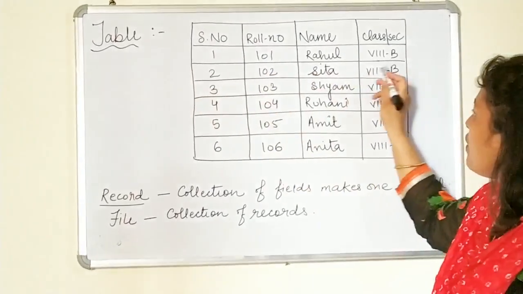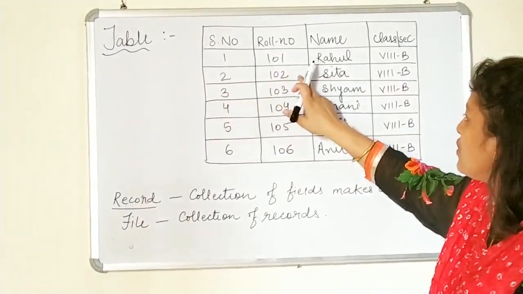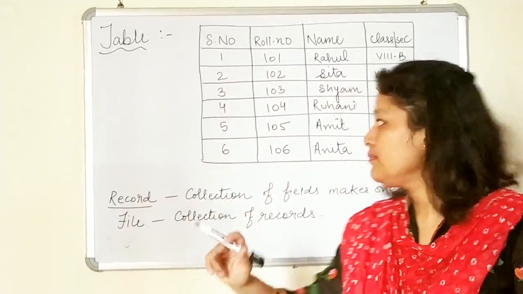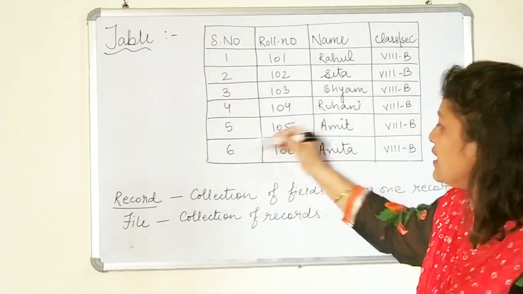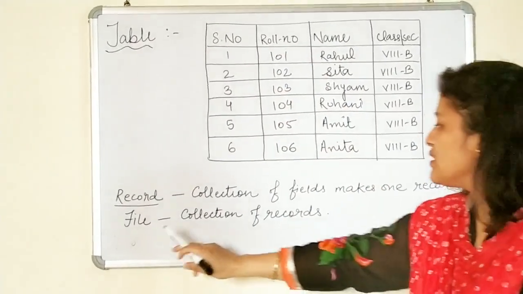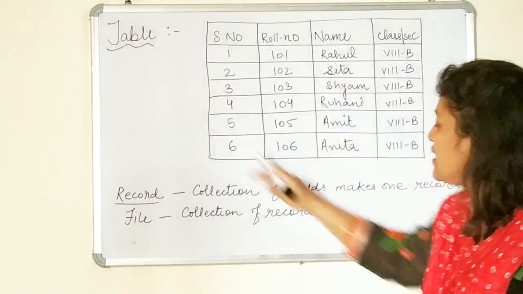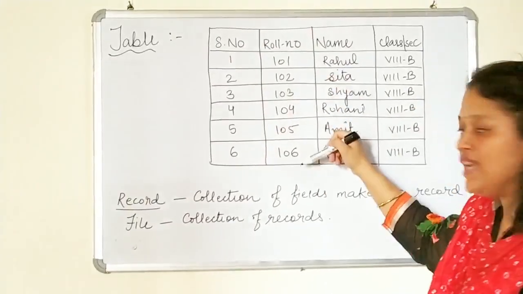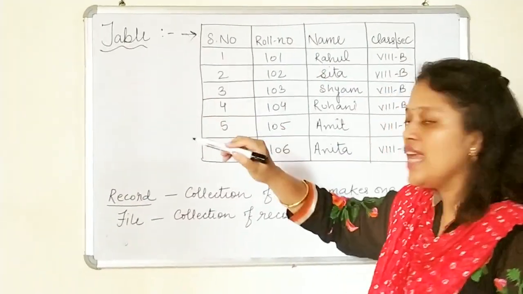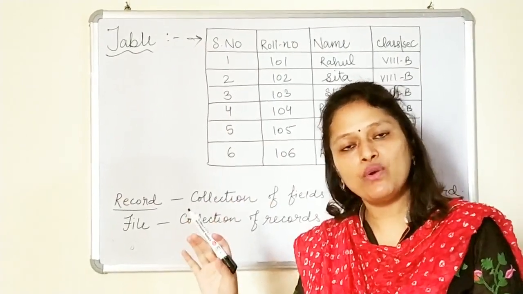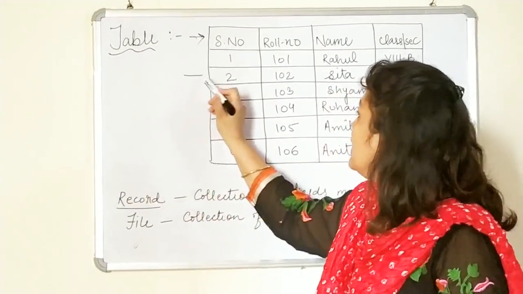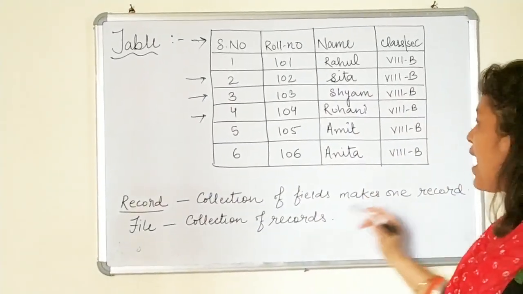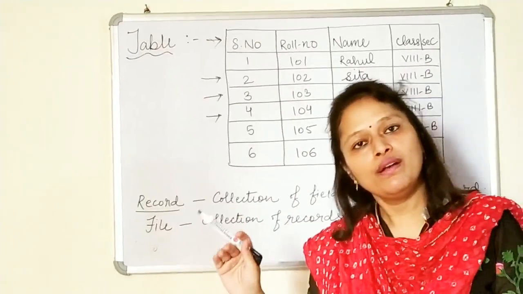This is the second record. Serial number 2, roll number 102 Sita 8th B. This makes the second record. Now this table has 6 records. Okay. And what is a file? Collection of records. Now this is a file. Is that clear? I repeat, these are fields. These are field names. Field name should give an idea about the data stored in that field. Now these are records. Collection of fields makes one record and collection of records makes one file.